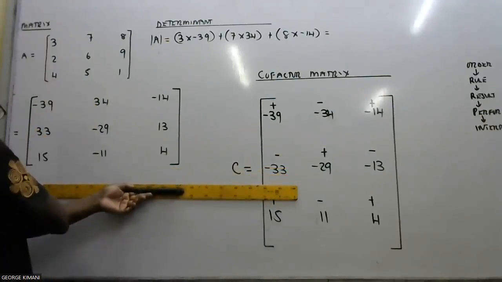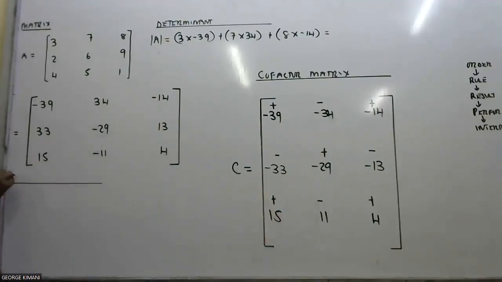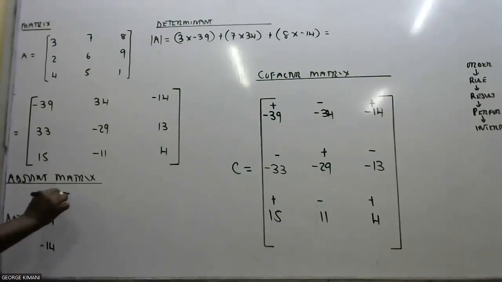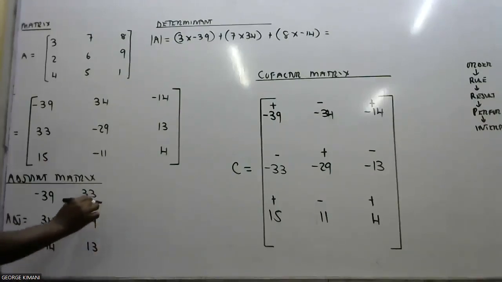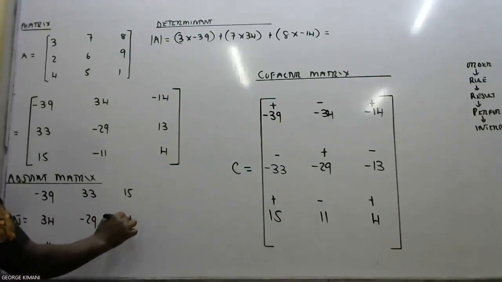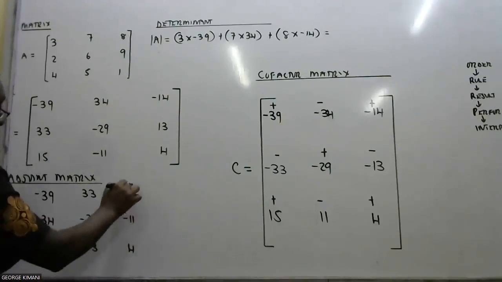The next step now is called the adjoint matrix. You prepare the adjoint matrix, and it is simply the transposed cofactor. So this cofactor is going to be transposed so that we have minus 39, we have 34, and minus 14. Then we have 3, minus 29, and 13. We have 15, minus 11, and 4.